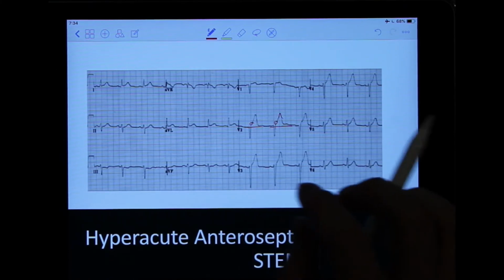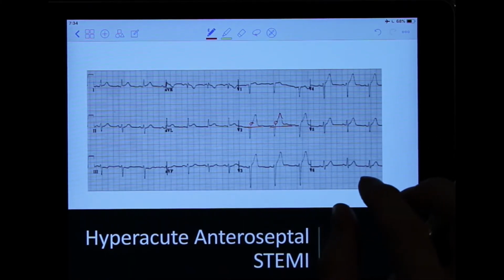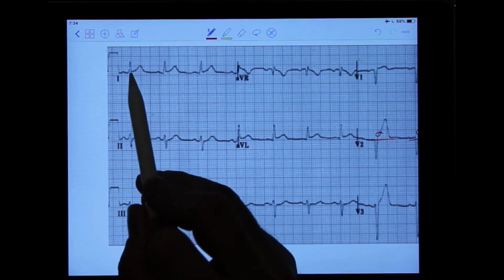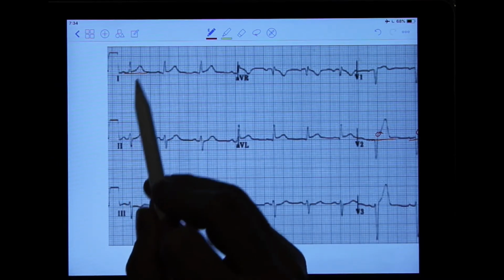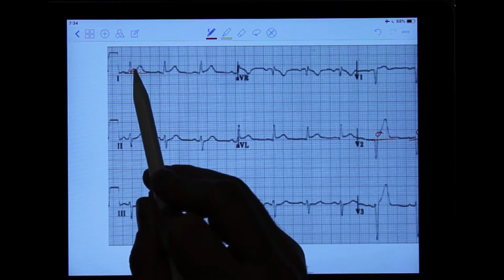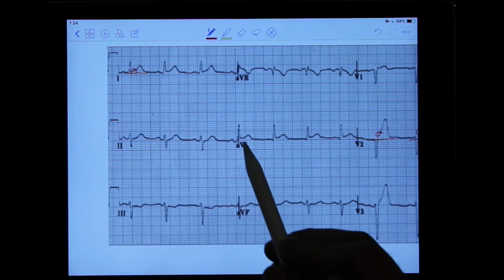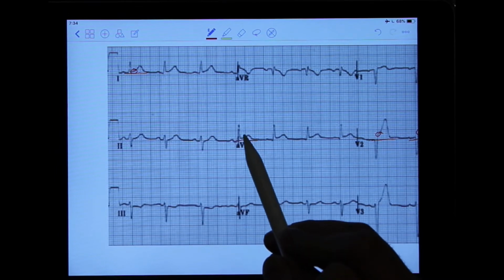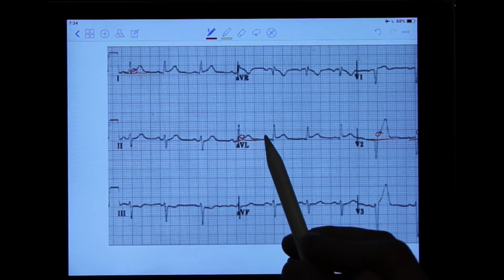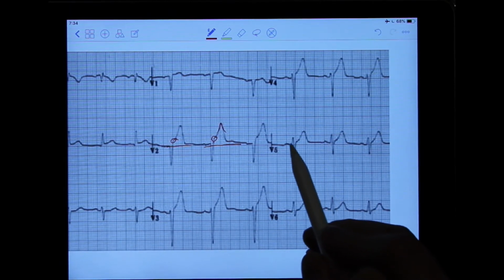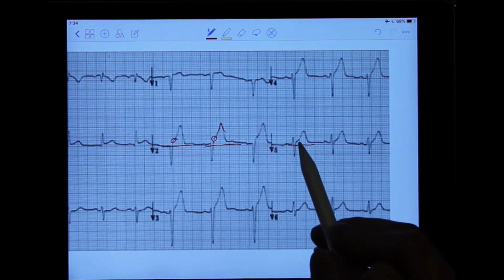If we zoom back out and look at a couple other leads, we can see some more subtle ST elevation. So if we go up to lead 1, we draw a line here across the isoelectric line, there is a little bit of ST elevation here. If we look at AVL, we can see that there's a little ST elevation here as well as back over here in V5.